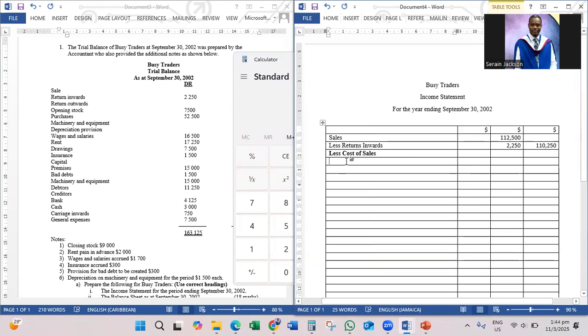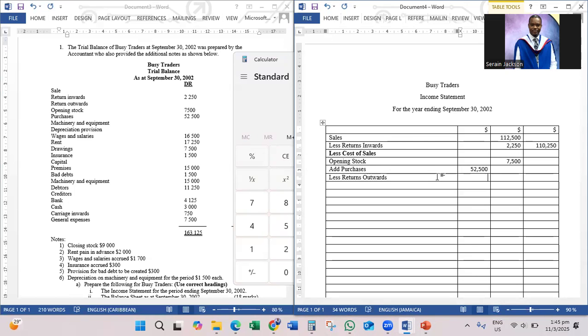So we go with our opening stock. If you look in the trial balance, you will see the opening stock there. So the opening stock always goes in the middle column, or the first column if you're only using two, 7,500. So we're going to add our purchases. Before we record the purchases figure, you have to check if there is anything to adjust the purchases figure, such as carriage inwards or return outwards. And yes, I am seeing that. So the purchases figure needs to be adjusted, 52,500.